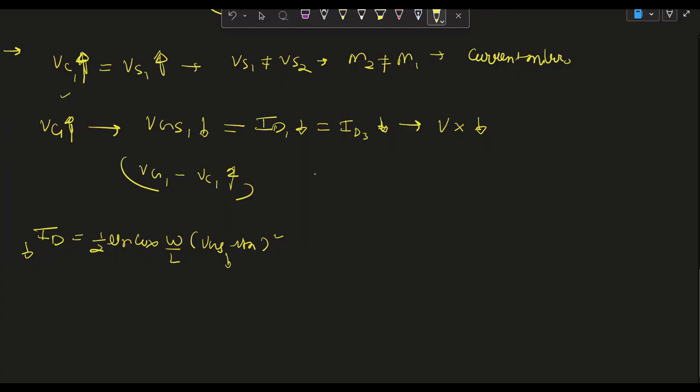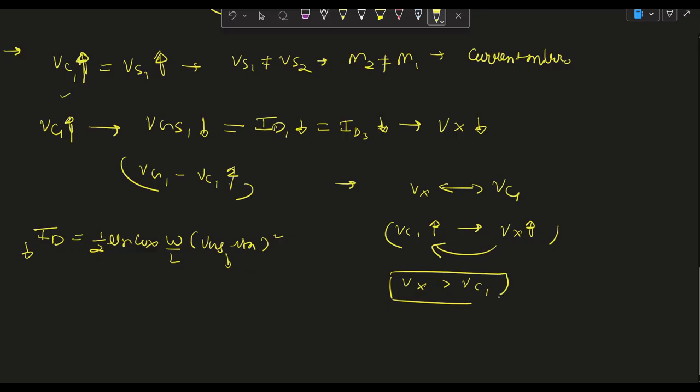So Vx increases. The main conclusion is this: Vx will follow Vc1 as Vc1 increases. As Vc1 increases, Vx also increases. This is our conclusion. Vx will follow Vc1, but there is always a catch: our Vx will always be greater than Vc1.